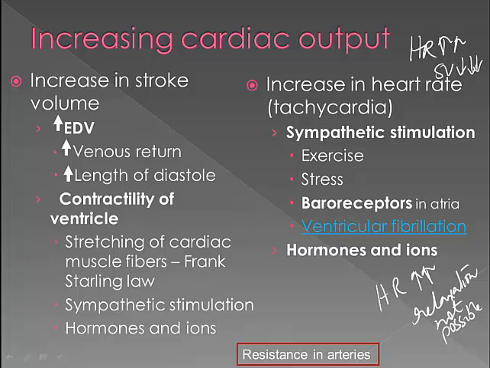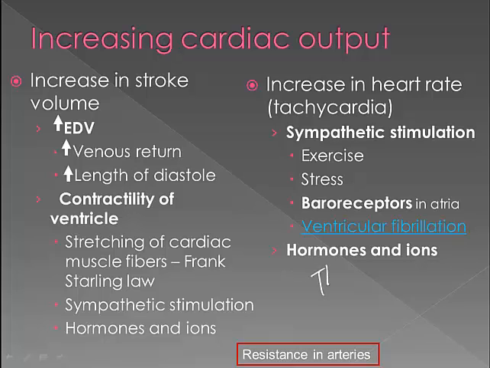And then we have hormones and ions. The hormone is thyroid hormone, which increases the basal metabolic rate. So it helps to increase the heart rate, and it also makes the receptors more sensitive to the effects of epinephrine and norepinephrine. And then we have ions. Calcium again would increase the heart rate, as well as calcium helps to increase the contractility of the ventricle.